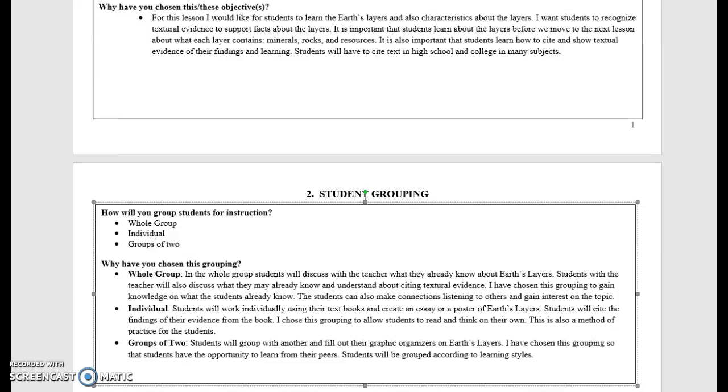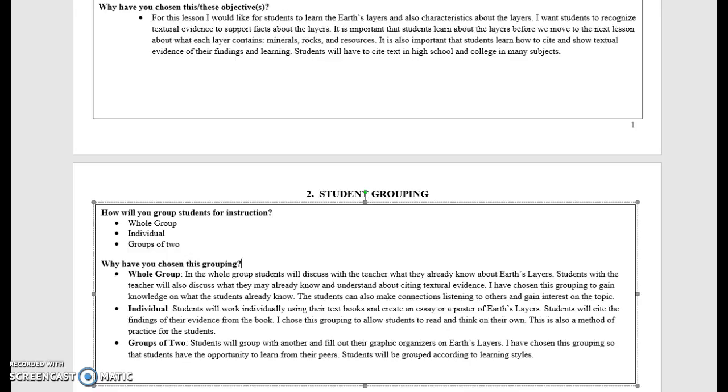Student grouping. I have chosen whole group, individual, and groups of two. And the reason I've chosen these groupings: in whole group, students will discuss with the teacher what they already know about Earth's layers. Students with the teacher will also discuss what they may already know and understand about citing textual evidence. I have chosen this grouping to gain knowledge on what the students already know. The students can also make connections listening to others and gain interest on the topic.